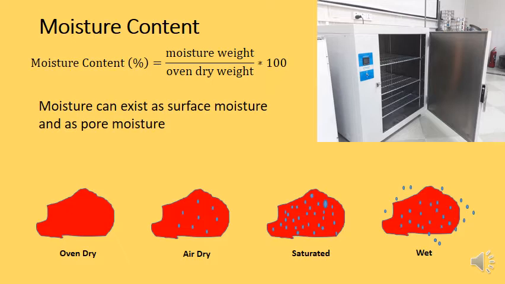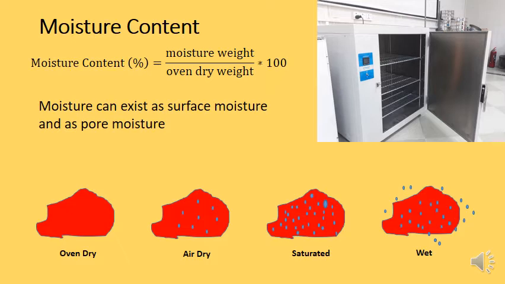Okay, so now let's talk about moisture content. When you buy an aggregate from the quarry, you're never going to have a bone dry aggregate. There will always be some moisture, there will always be some water, and that's going to affect the mass of the aggregate. It's going to affect properties of the aggregate.